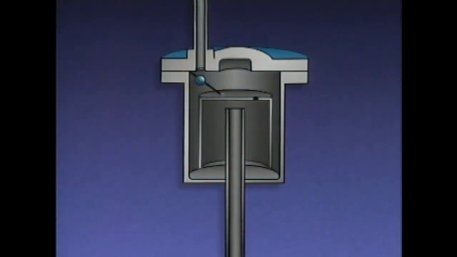An inverted bucket trap is able to handle air and other non-condensable gases because these gases are lighter than condensate, and there's not enough of them to raise the bucket. When the trap is full of condensate, these gases rise through the condensate. They pass through the hole in the top of the bucket and exit the trap with the condensate through the open valve. The two traps that we've seen so far, the float trap and the inverted bucket trap, are examples of mechanical steam traps.